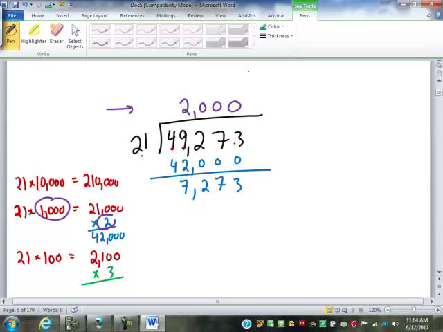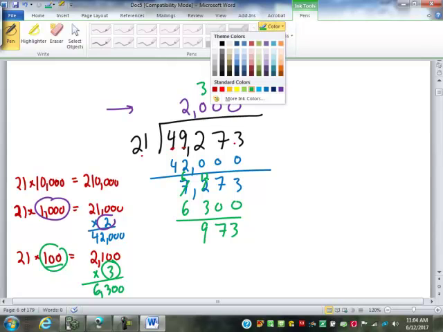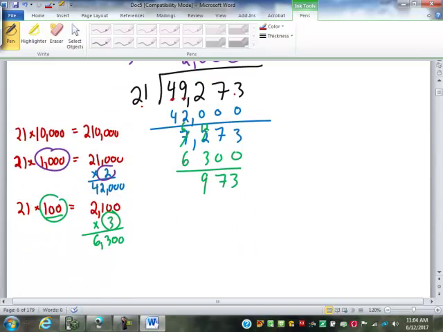In fact, I can subtract it 3 times. 2,100 times 3 is 6,300. There's 3, 7, and 9. 973 left. Well, how many times did I just subtract that 21? 3 times 100. I just subtracted the 21 300 times. What's my next place value? Tens. 21 times 10 is 210.